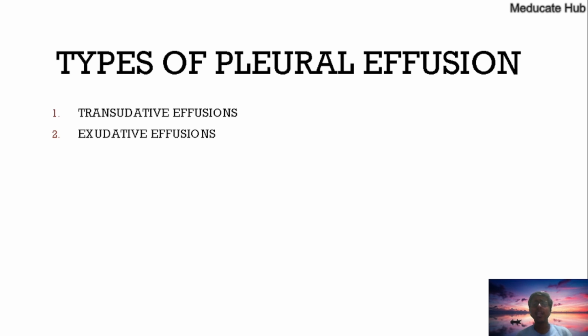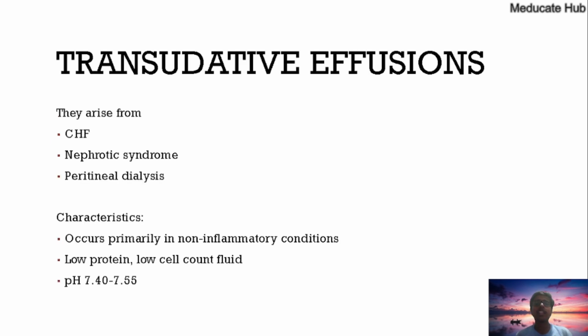There are two types of pleural effusion: transudate effusion and exudate effusion. First, transudate effusion. It arises from CHF, nephrotic syndrome, and peritoneal dialysis. The characteristics of transudate effusion: it occurs primarily in non-inflammatory conditions, with low protein and low cell counts in the fluid, and the pH will be 7.40 to 7.55.